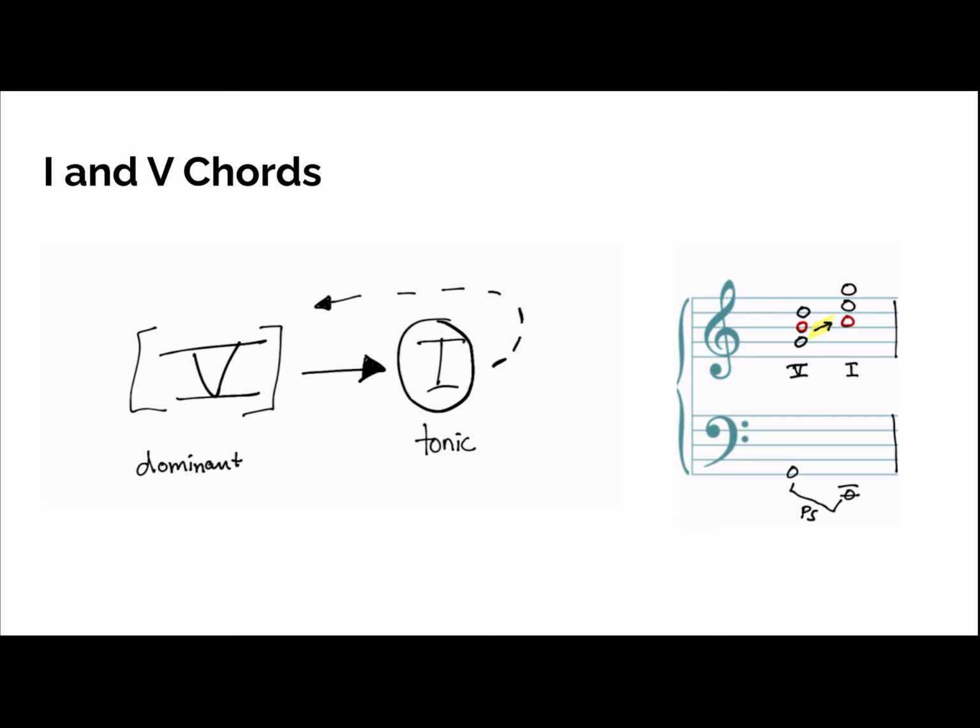So let's just take this for an example. We have our dominant chord in the key of C major. To find the dominant chord, we count up from C. 1, 2, 3, 4, 5. Okay, we are here on the G major chord. And then we resolve to the C chord.